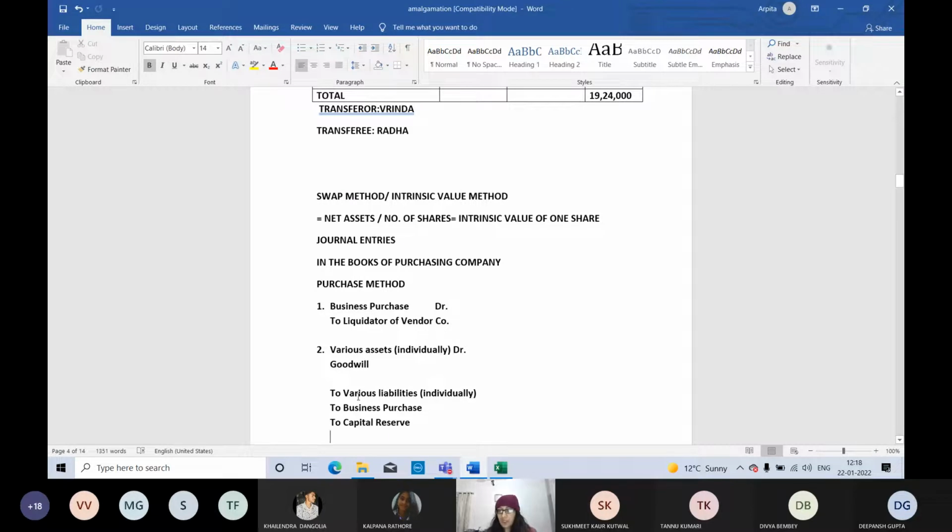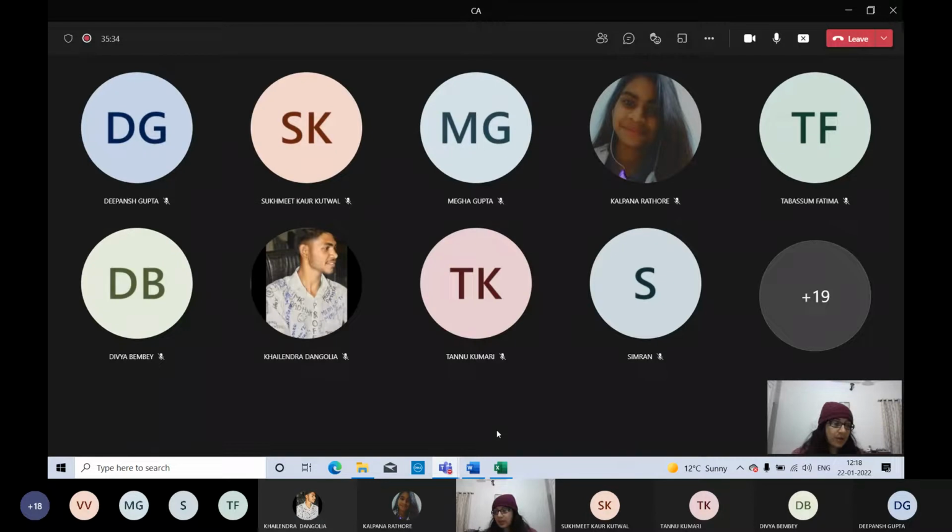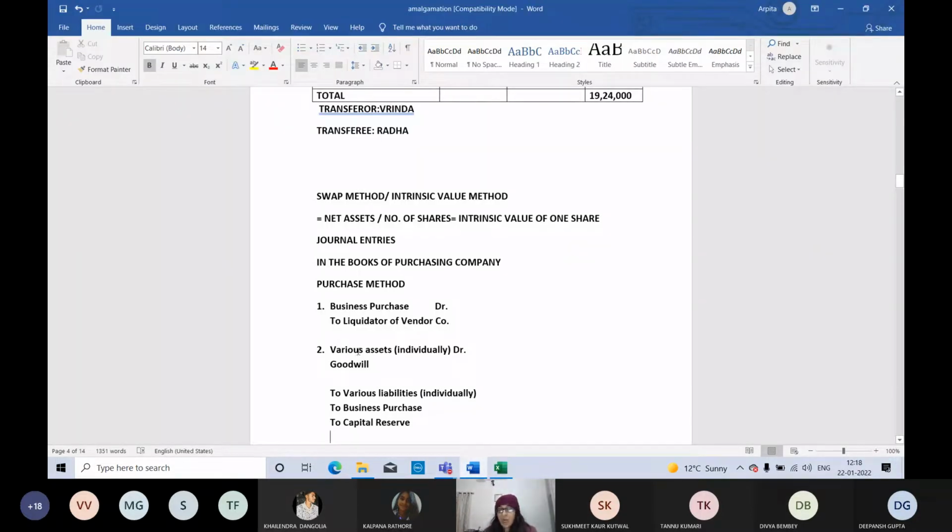Obviously, if I am taking over assets, I debit the assets. If I am taking over liabilities, I will credit the liabilities. So the entry is going to be: to various liabilities individually, which means to creditors, to bills payable, and so on. That is going to be the second entry. Now, the entry is not yet complete. Let me explain why. Because various assets that you have taken over, you have debited, and various liabilities that you have taken over, you have credited.